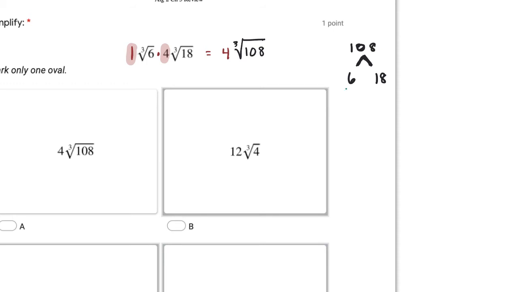6 is 2 times 3. 18 is 2 times 9. So I'm just bringing these down. And 9 is 3 times 3. So there it is factored. And remember, when we're doing cube roots, what we do is we look for 3 of a kind. We've got 3 3's that can come out as a single 3.